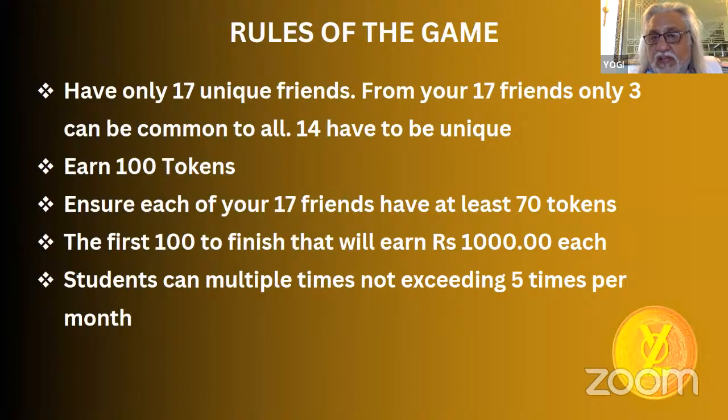Right. Rules of the game. How do you earn 1,000 rupees? You have to have only 17 unique friends, and it can't be that all these 17 friends have the same 17 friends. No, that's not allowed. From your 17 friends, only 3 can be common to all. 14 have to be unique, right? Those 14 friends have to be unique. So choose your friends very carefully.